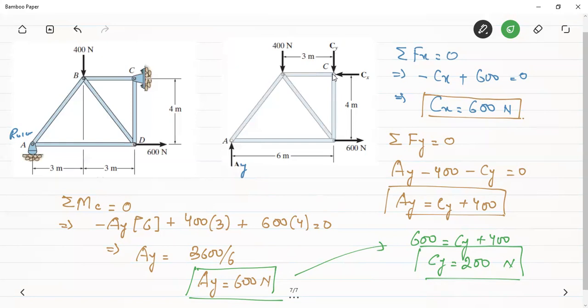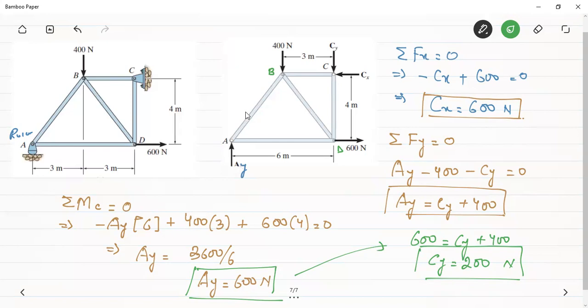Now, the next step after finding out the reactions is that we have to assume all these members are in tension. Okay, initially we will assume all these members in tension, and after that we will select a joint which has at most two unknowns. Okay, at most two unknowns. So if we take the example of joint B, we can't take this joint B because there are three unknowns: AB, BD, and BC. The forces in these members are unknown. We can't use this joint because we have only two equations. Now, if we come to this joint A, we can see that there are two unknowns.